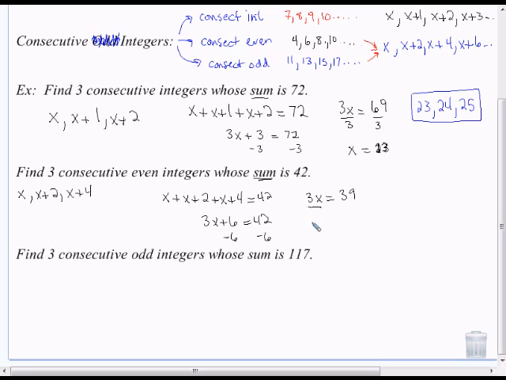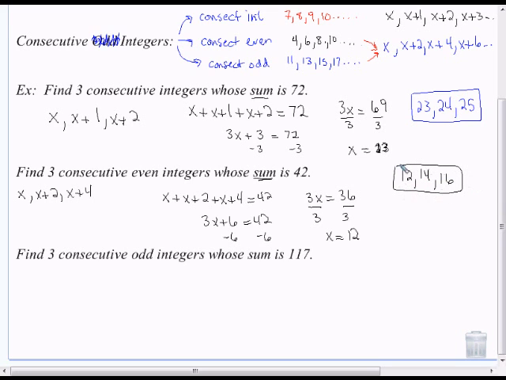30, not 39. What am I doing? Guys, catch my subtraction errors. 36. Divide by 3, and x equals 12. This time I wanted even integers, so my first one is 12, 14, 16.